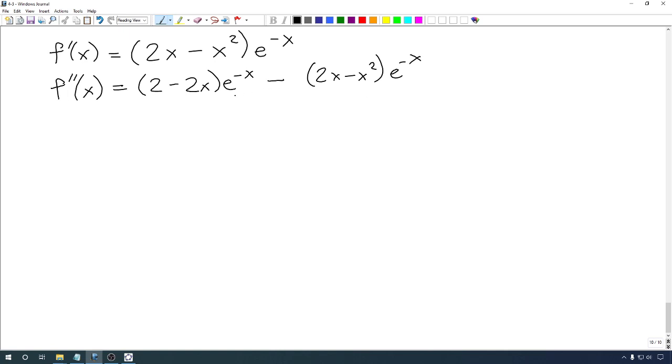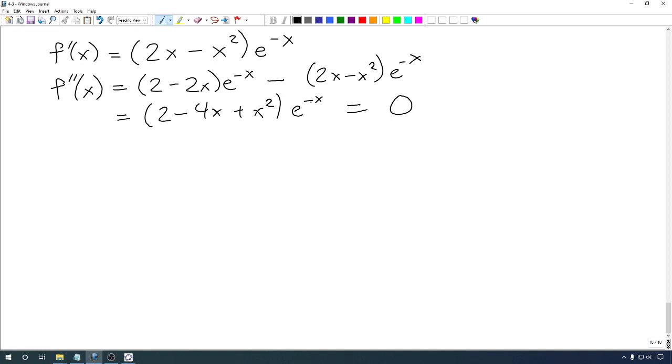And I'm going to go ahead and combine this. So everything here has e to the minus x times it. I get to basically combine these two things. But remember, we do have the minus sign here. So we'll have a 2. We'll have a negative 2x and a minus 2x again, so a minus 4x. And then we have a negative x squared, so a plus x squared. And we're going to be setting this equal to 0 to try to find any inflection points.